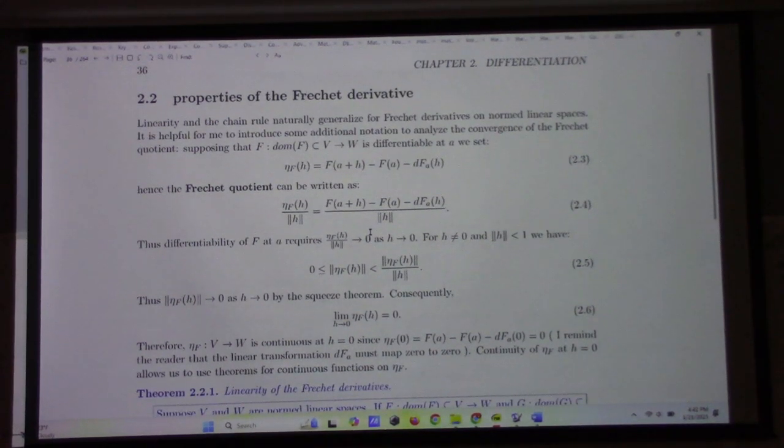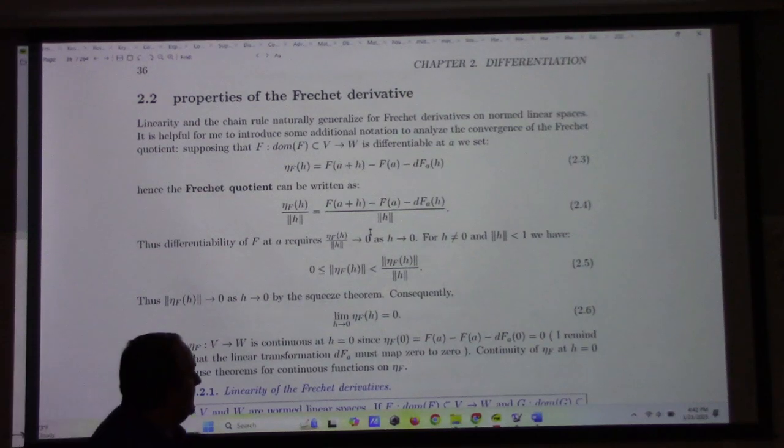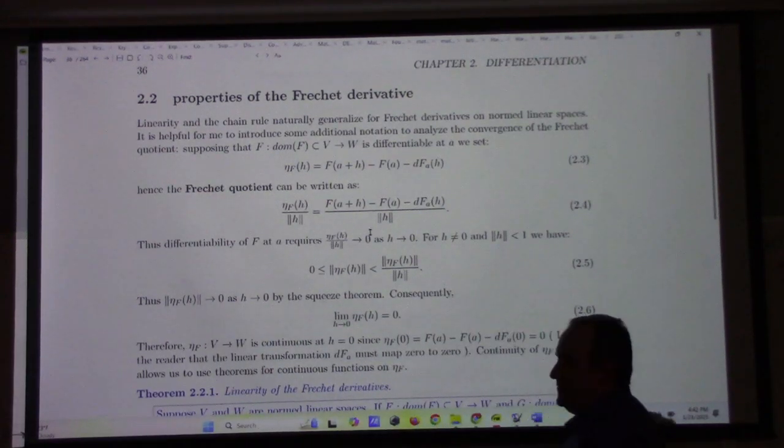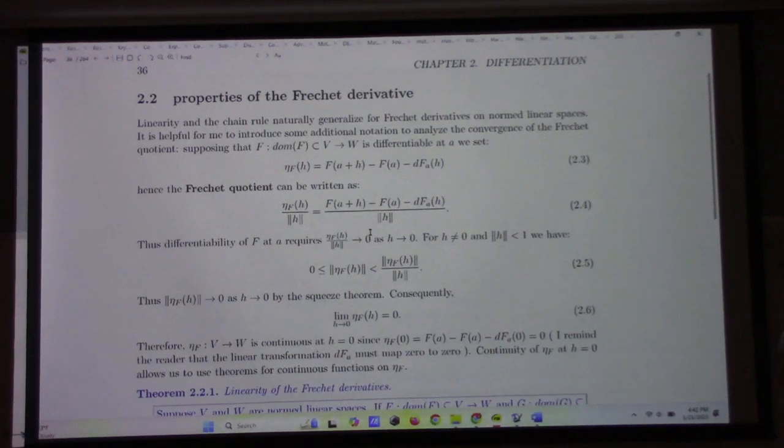So I need to introduce a little bit more language. If I wasn't as tired as I am today, I'd actually write this out on the board, so my apologies. But we can set, this is my standard notation, eta sub f of h. It's the difference between the difference of f and its differential. This is the Frechet quotient once you divide by the norm of h, right? So the Frechet quotient is eta sub f of h divided by the norm of h. This is just a nice label for the Frechet quotient for a given function.